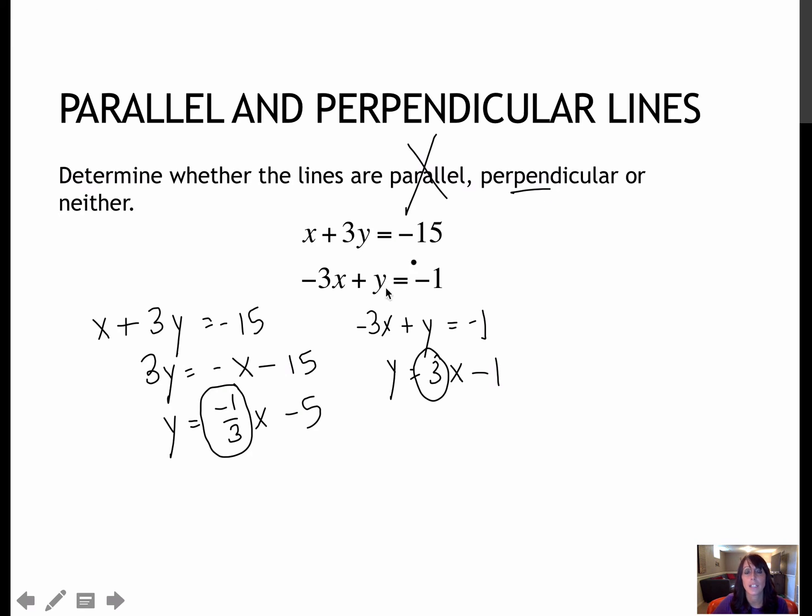Are they perpendicular? Perpendicular means that I would take my first slope, flip it upside down, and change the sign. So if I took negative 1/3 and flipped it upside down, that would be negative 3 over 1. Changing the sign would make it positive 3 over 1, which is exactly what I have here. So because these are opposite reciprocals, the slopes are perpendicular, or the lines are perpendicular.